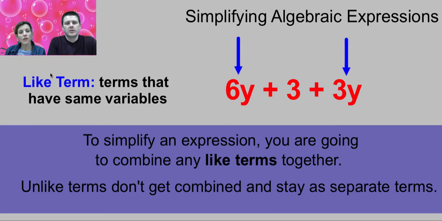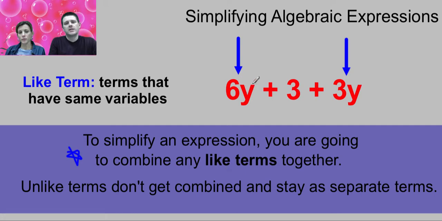In an earlier lesson, we talked about the vocabulary term like terms, terms that have the same variables to them. So in our example over here, we have 6y plus 3 plus 3y. 6y and 3y are both our like terms. So what we're going to work on today is we're going to simplify the expression, basically combine some pieces together, make it a little easier to get through by looking for those like terms. Those are the pieces that we can combine together.